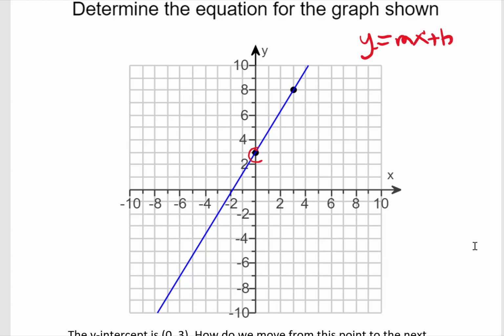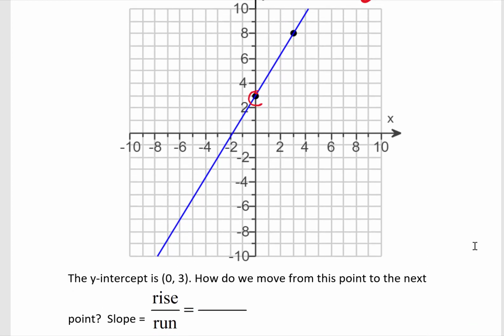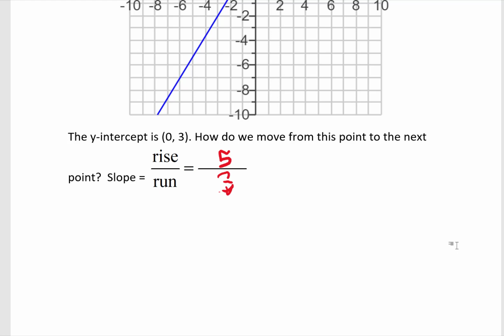Now I need to find my slope. So how do I move from that point to the next point? What's the rise here? I'm going up 1, 2, 3, 4, 5 points, so it's going to be 5. And my run is I'm moving in the x direction 3 spaces. And so the equation of my line is going to be y equals mx, well, m is 5/3.